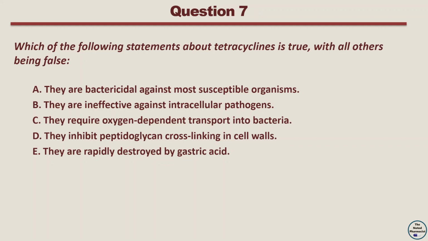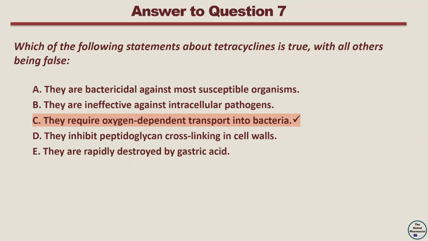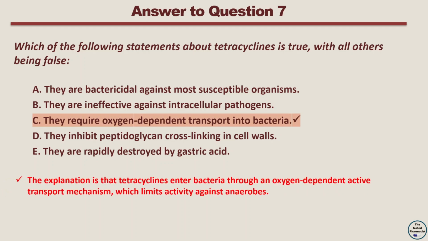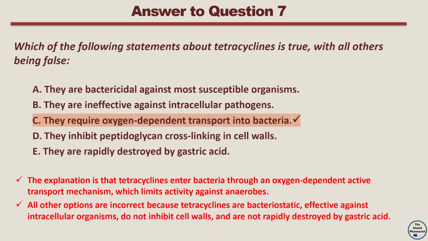The correct answer is option C. They require oxygen-dependent transport into bacteria. The explanation is that tetracyclines enter bacteria through an oxygen-dependent active transport mechanism, which limits activity against anaerobes. All other options are incorrect because tetracyclines are bacteriostatic, effective against intracellular organisms, do not inhibit cell walls, and are not rapidly destroyed by gastric acid.